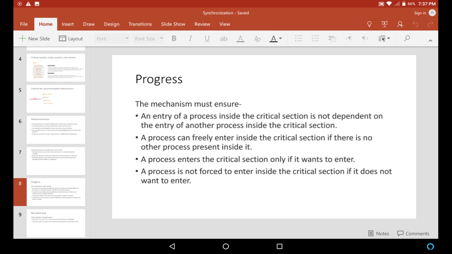When we develop a mechanism, entry of a process inside the critical section is not dependent on the entry of another process. A process can freely enter the critical section if there is no other process present inside it. A process enters the critical section only if it wants to enter, and a process is not forced to enter the critical section if it does not want to. That means the progress of a particular process should not be affected by any other process, either by blocking that process from entering the critical section or by forcefully allowing it to enter.